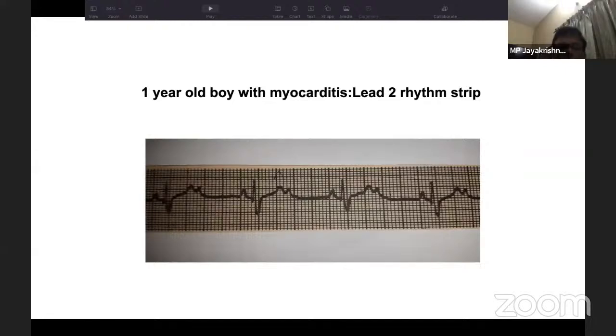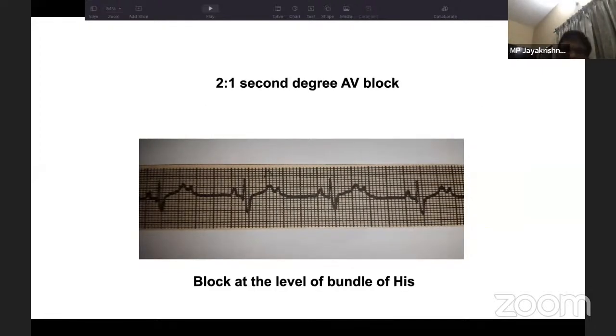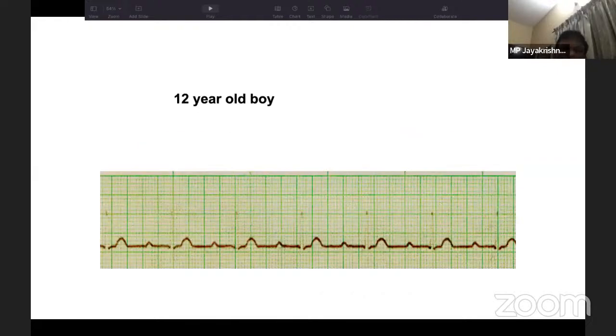This one is another type of second degree AV block, where again not all P waves are conducted. It's actually a 2:1 block. See, only alternate P waves are conducted. This indicates a more severe form of second degree AV block compared to the previous one. So the level of block here is the bundle of His, a 2:1 second degree AV block. Again, the same causes can be there. And you need to decide whether a treatment is indicated or not, depending on the heart rate and other symptoms.